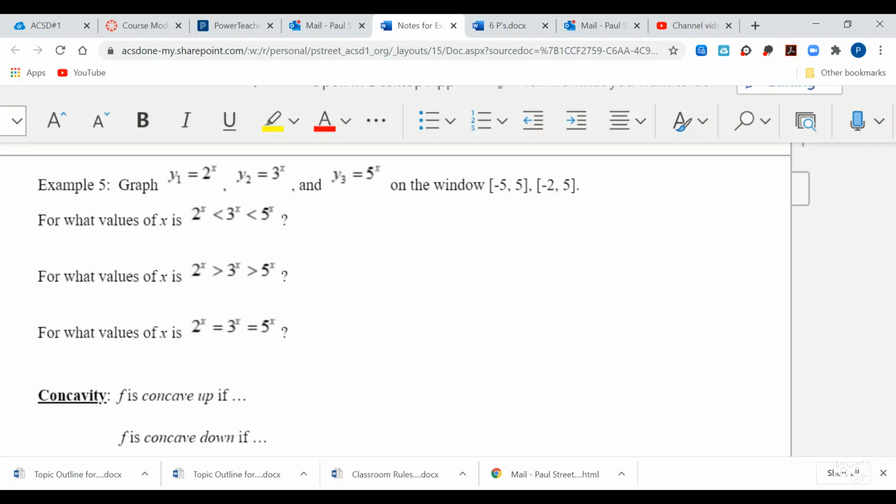So now answer the questions here. For what values of x is 2 to the x less than 3 to the x less than 5 to the x? Where does 2 to the x lie below 3 to the x, which lies below 5 to the x? For what values of x? Greater than 0. Yep, x strictly greater than 0.